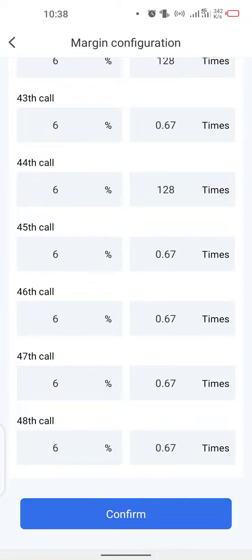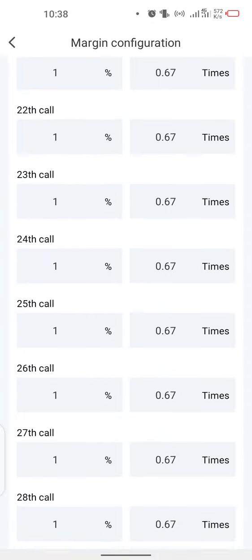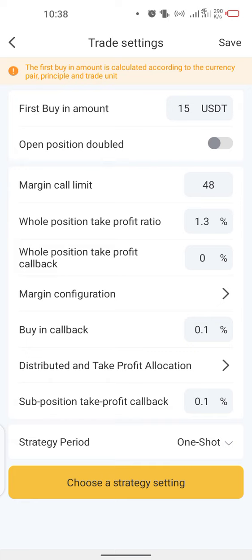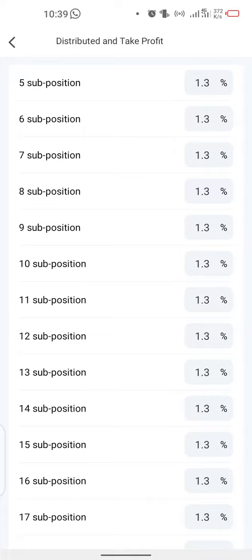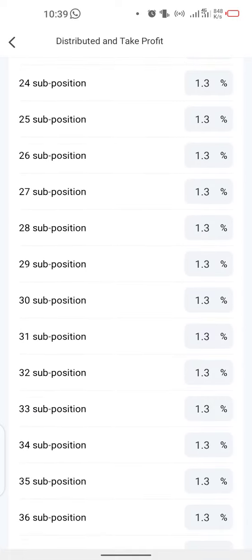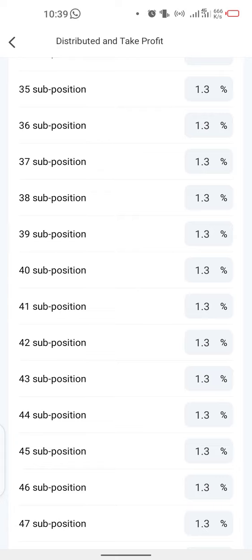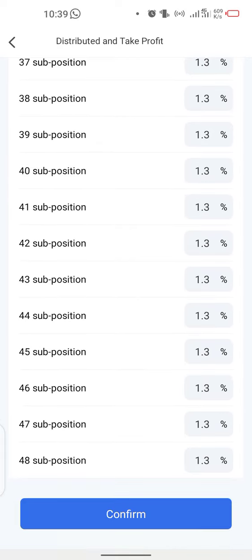And so it is very, very important for you to know how to do this, because as long as you can have your margin calls, how deep do you want to go? This will work for you. Then the buy-in callback, you want your robot to buy very fast, 0.1%. Then you come here on distributed take profit allocation, you say from number 5 up to exactly number 41, you are taking 1%. But these ones you can change.